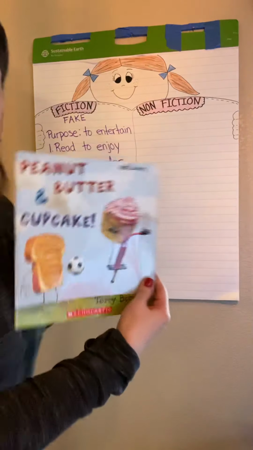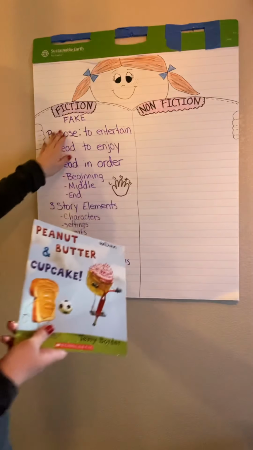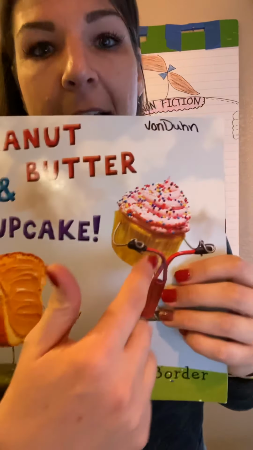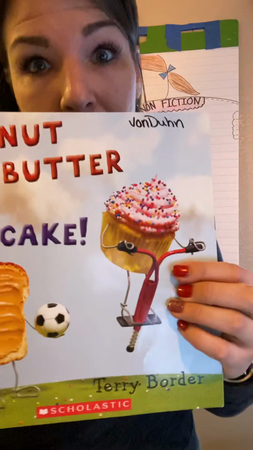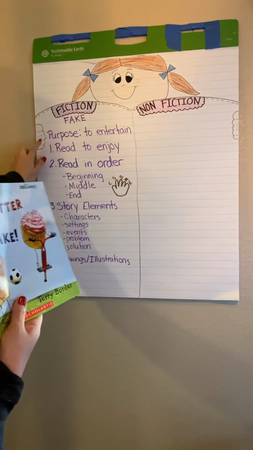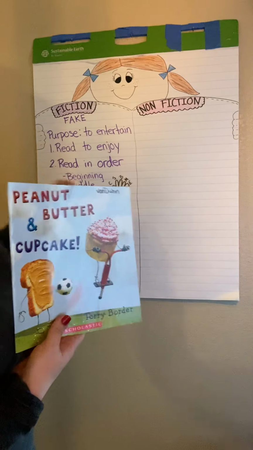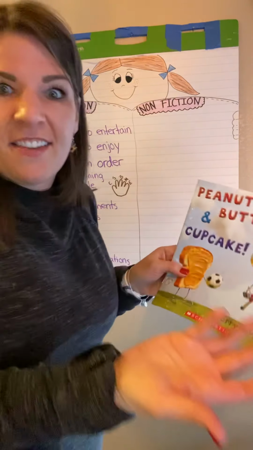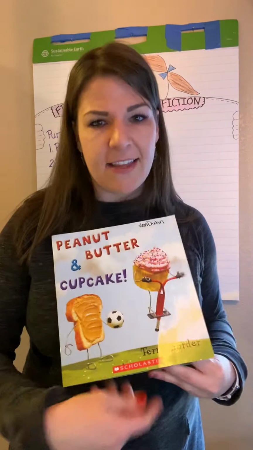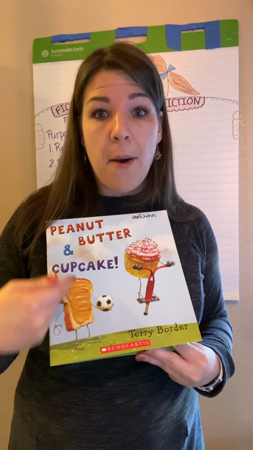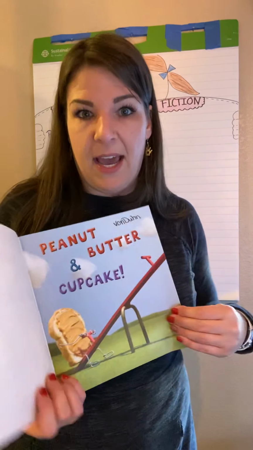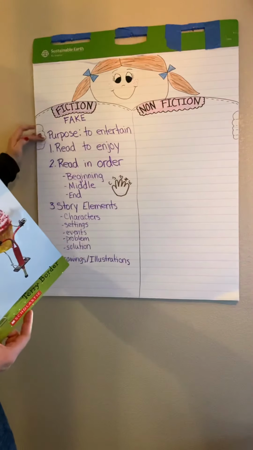So I have my peanut butter and cupcake book right here. The first thing is they are fake. Do you think that peanut butter, bread, and cupcakes can really play soccer or jump on pogo sticks? No. So again, fiction means fake. The purpose of a fiction book is to entertain. This is something fun, just silly for us to read, but it has a story behind it, right? It's not teaching us anything. It's not teaching us about bread or cupcakes, it's just a story about them. It's to entertain us, okay?